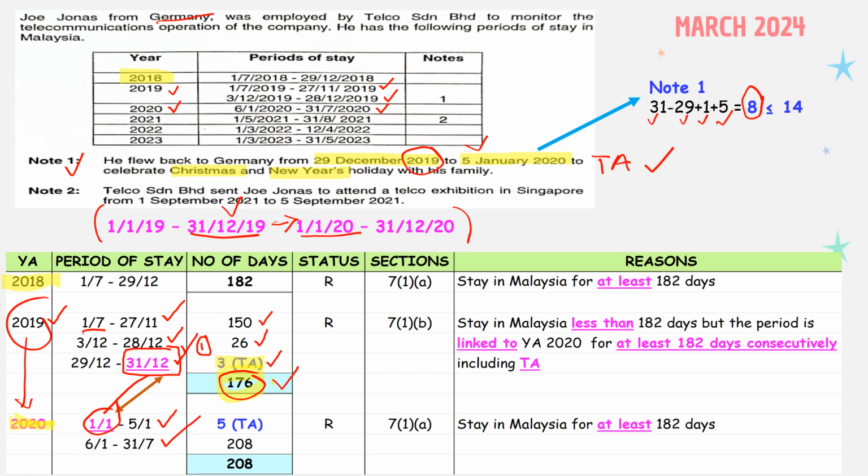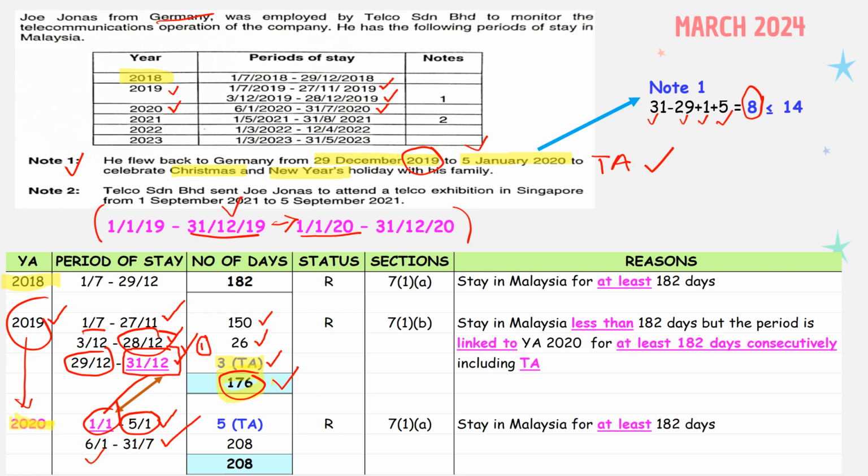Can we use temporary absent? Now we can use it because we are doing link to. However, there are terms and conditions. The condition is to make sure that before and after TA, the taxpayer is physically present in Malaysia. Now, TA starts 29 December until 5th January, isn't it? So before 29 December, what is the date? 28 December. Do we have that? Yes, we do. After TA, the last TA date is 5th January. After 5th January, do we have 6th January? Yes, we do.